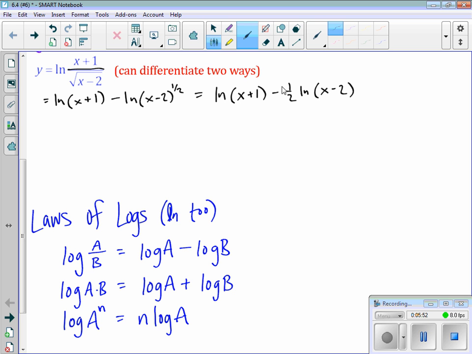I can't do anything else with the function itself, right? But now I can take the derivative. We haven't done anything with derivative yet. So derivative of natural log of x plus 1 is 1 over x plus 1. And then I have minus 1/2. That constant can just stay out front. And the derivative of natural log of x minus 2 is 1 over x minus 2.